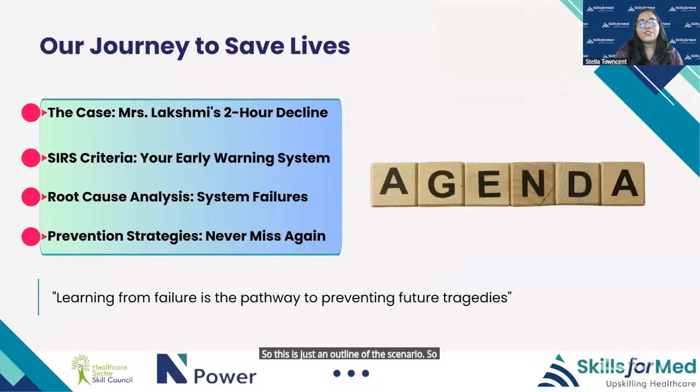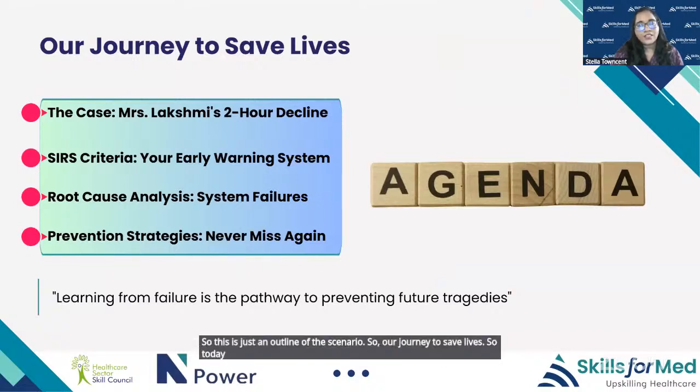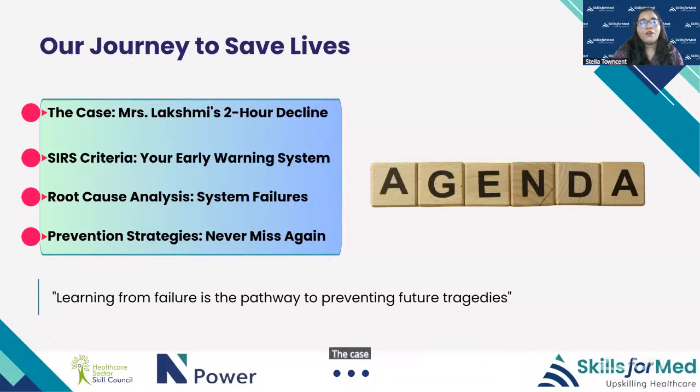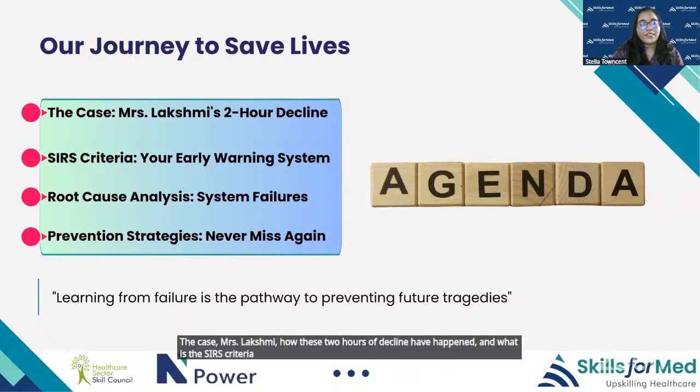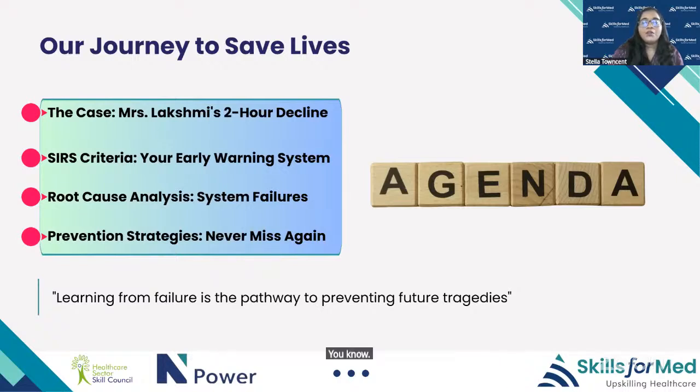So our journey to save life. Today your agenda is going to be on the case of Mrs. Lakshmi, how this 2 hours of decline happened, and what the SIRS criteria, your early warning system, is, and how to do the root cause analysis, the system failures, how to identify them, and what all the prevention strategies are, to never miss again.